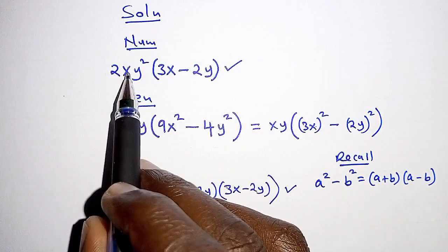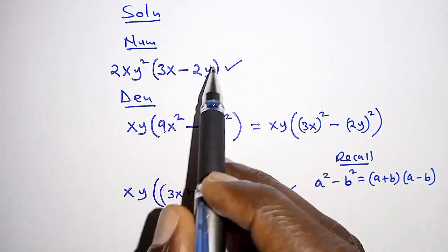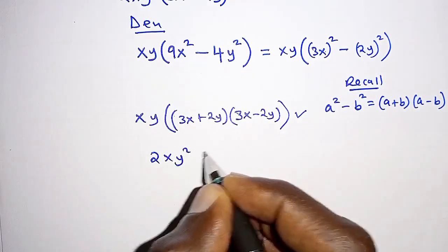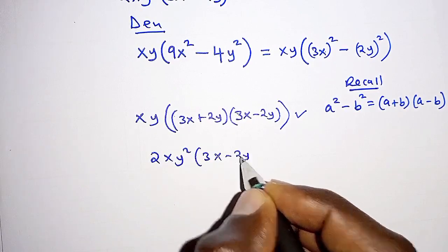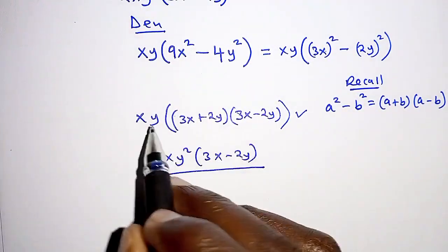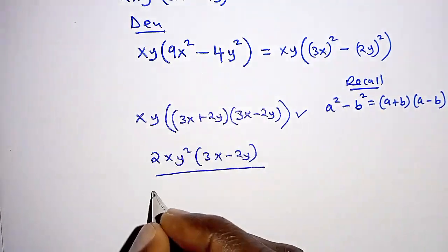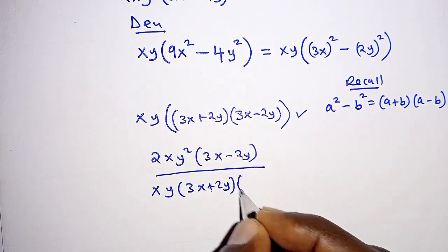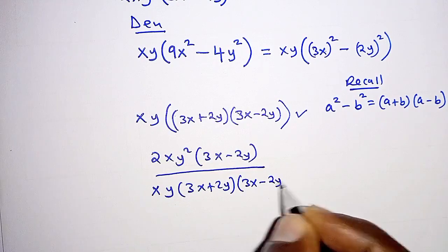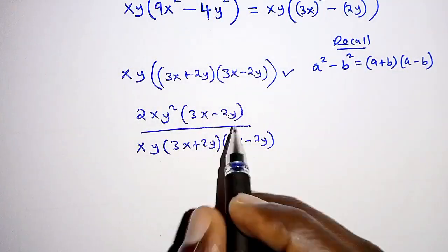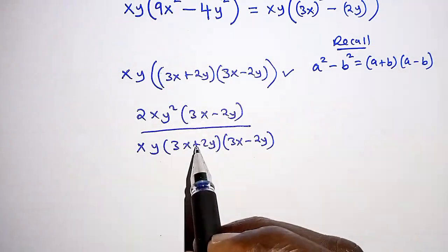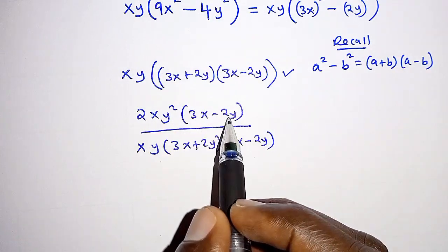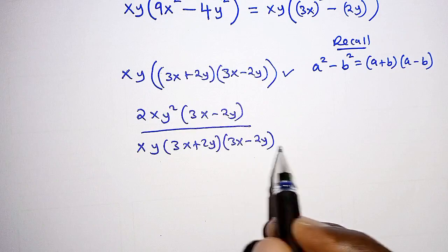The numerator here is 2xy squared, 3x minus 2y bracket. So let's rewrite it. 2xy squared into 3x minus 2y all over the denominator. So the denominator is as expressed here. xy into 3x plus 2y into 3x minus 2y. At this point, we have factorized completely. Now on the numerator and denominator, we want to identify common factors. Of course, here we have 3x minus 2y, and on the denominator, we also have 3x minus 2y.